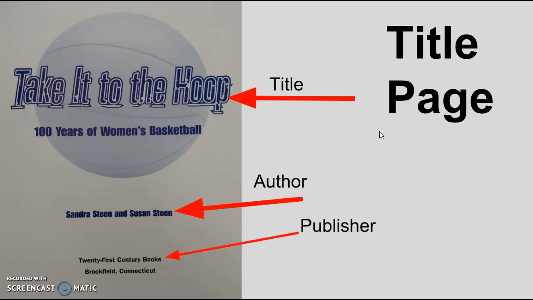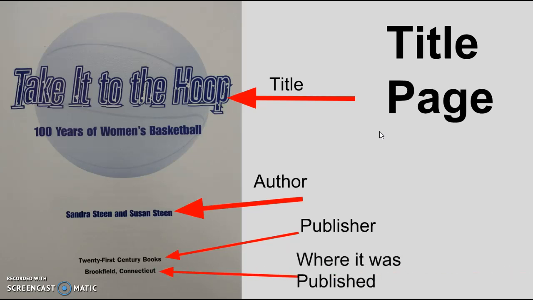Next is usually listed the publisher. This is the company that actually makes the books. They're the ones that print it, they're the ones that send it off to the different stores. And then after that is where it was published. Now if there's more than one place listed of where it was published, you usually pick the one that is closest to Iowa. So that's the title page.